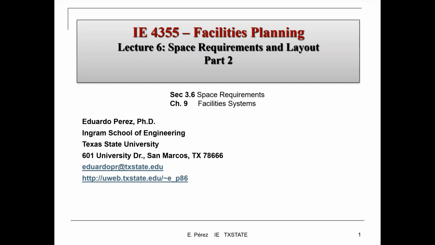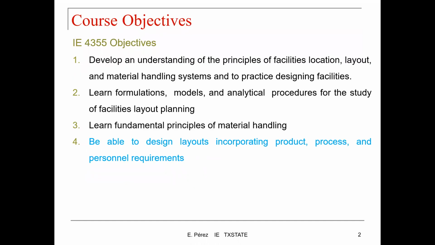This lecture is a continuation from the first part, in which we discuss multiple things related to the designs of facilities. In this particular lecture, we're going to focus on some additional elements. In terms of the course objectives, this lecture is associated with objective number 4, which states that we should be able to design layouts incorporating product, process, and personnel requirements.